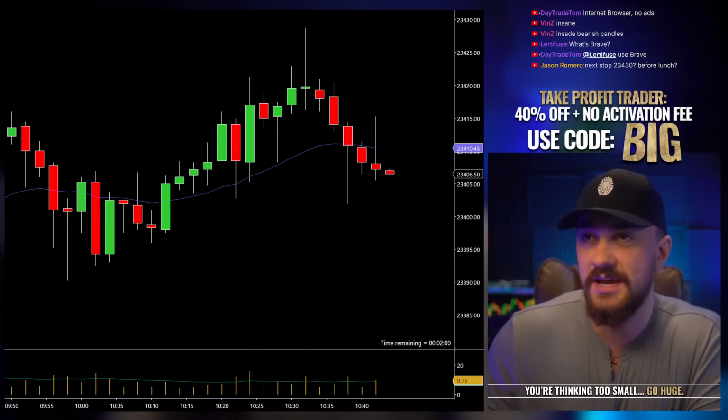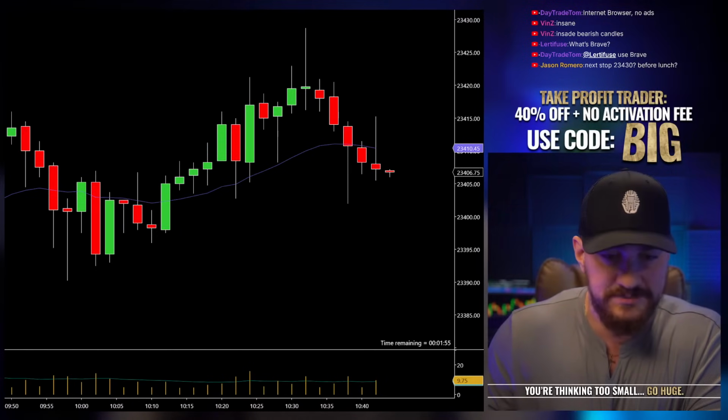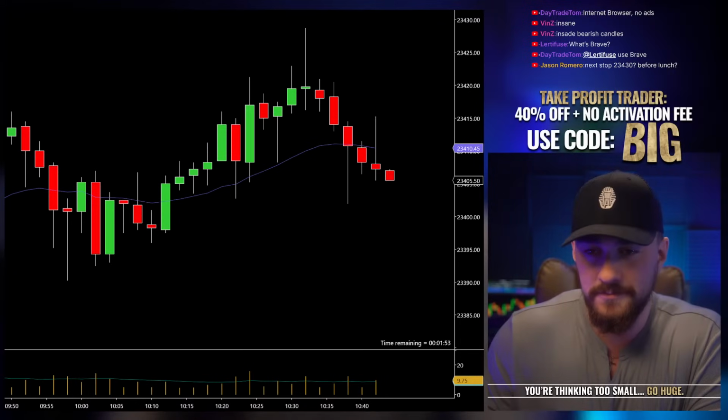All right, inside close there as well to the downside. So big wicky doji, nothing there. Next bar, minute 50 out.